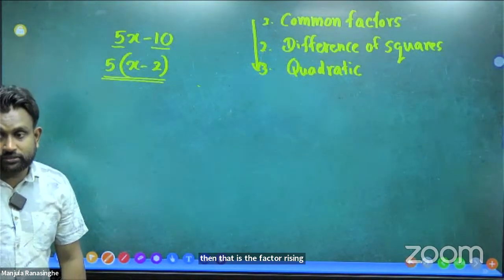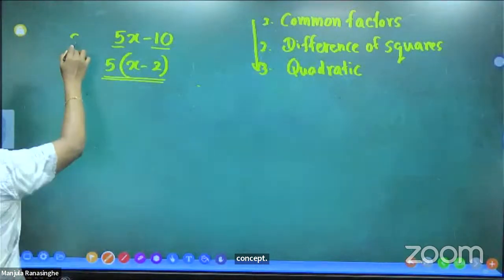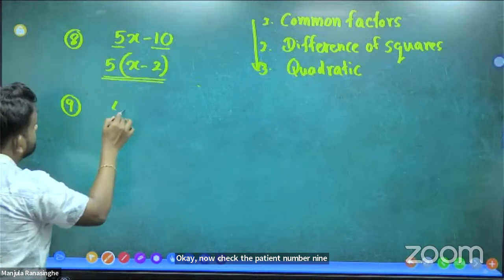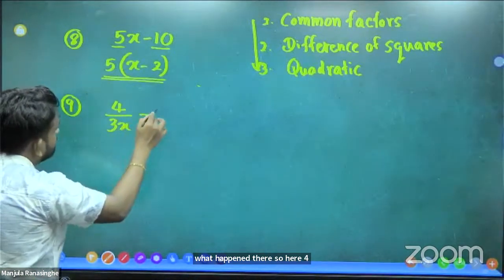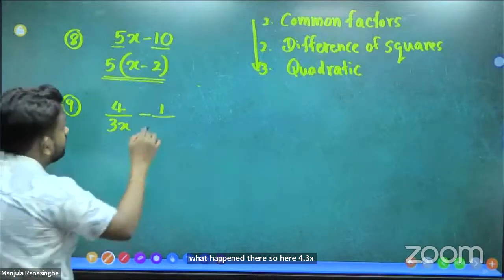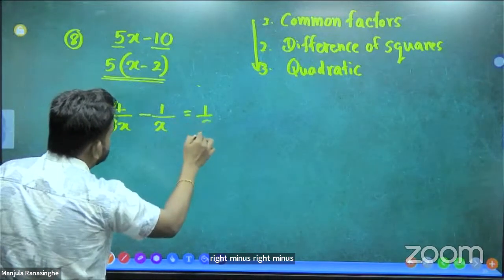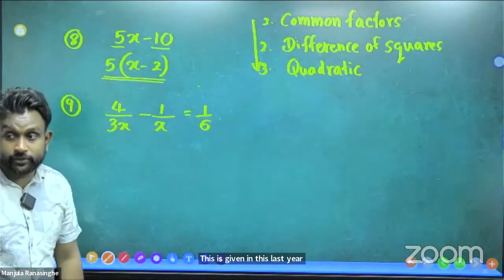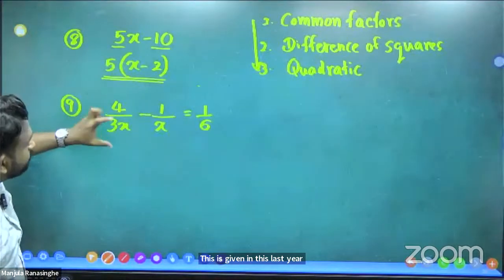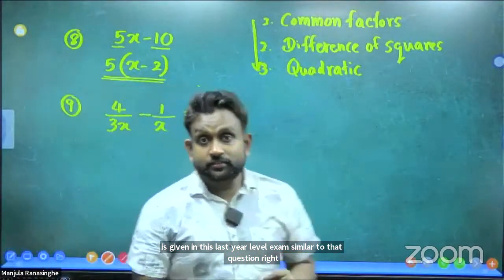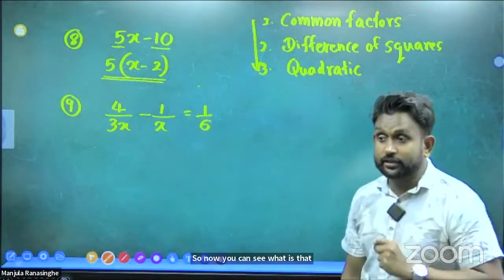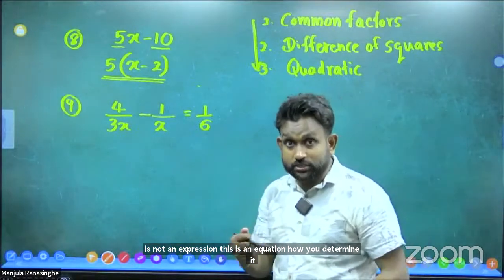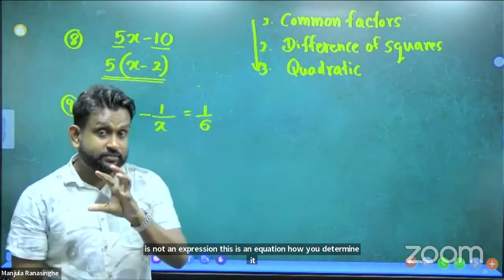Okay, now check question number 9. So here 4 upon 3x minus 1 upon x equals 1 upon 6. This was given in last year's O-level exam, similar to that question. So now you can see what that is. This is not an expression. This is an equation. How do you determine it? Here there is an equal mark. When there is an equal mark, that is an equation and it asks for a solution. This is a simple equation.